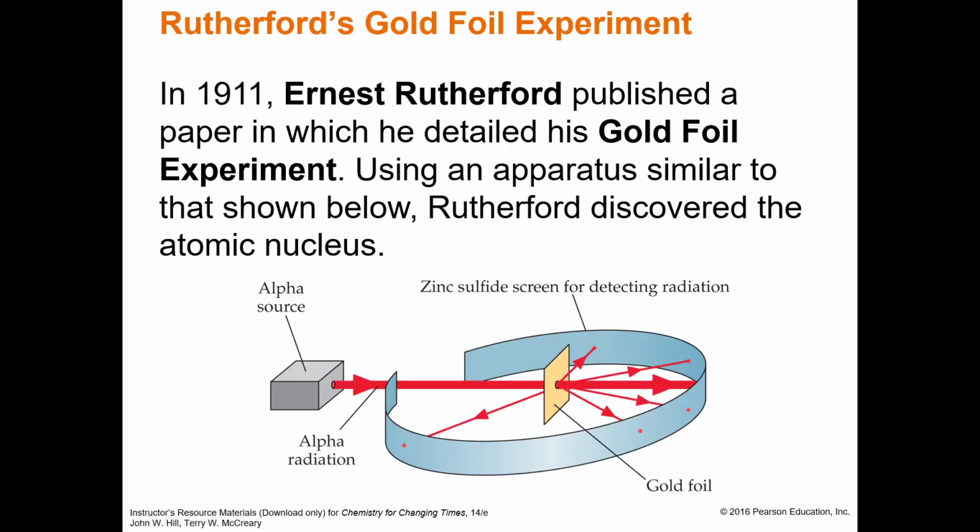Well, a valid explanation would have to include the fact that for most of the space, for most of those alpha particles that are coming out of this alpha source, they're just going straight through, there's nothing there. So it must be mostly empty space. And so the gold foil has to be mostly empty space. It has to be mostly empty.